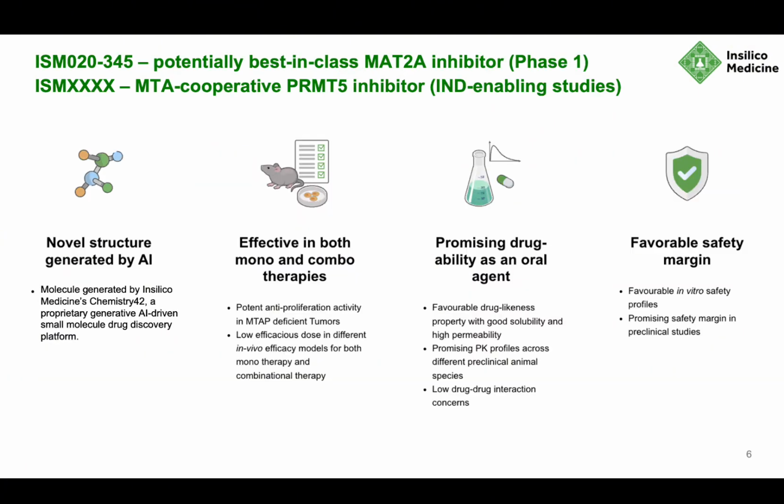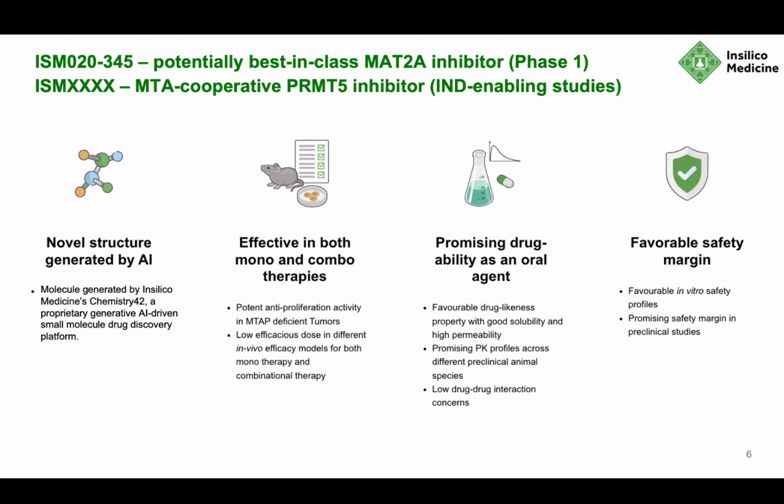Well, our MAT2A program is entering the clinic in 2025. And I believe we have an opportunity to both catch up to our competitors, but also to broaden that patient population. As I highlighted previously, glioblastoma, for example, is a super high unmet medical need. And in those patients, up to 50% of GBM patients have lost the MTAP gene.